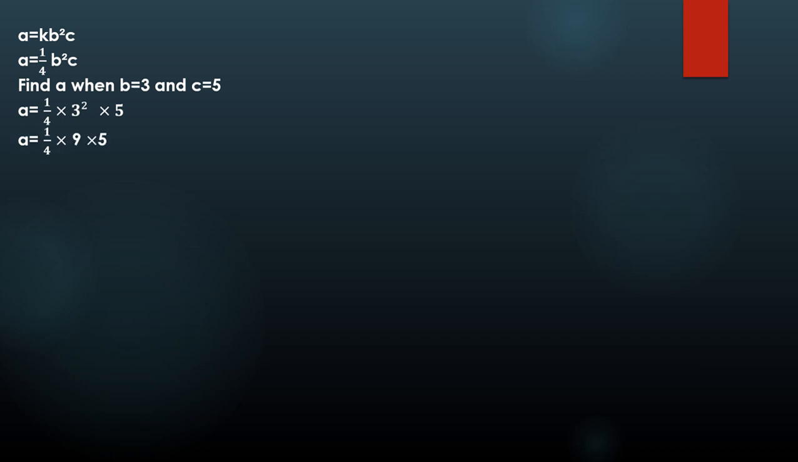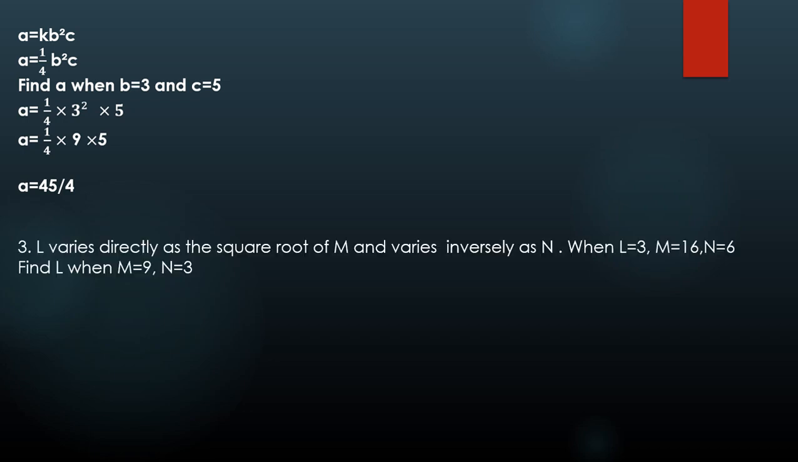So I'll continue from my formula: A equals K B squared C. I know what my K is already. My K is 1 over 4. So A equals 1 over 4 B squared C. Find A when B equals 3 and C equals 5. So let me put it in. That will be A equals 1 over 4 times 3 squared times 5. 3 squared is 9, as in 3 times 3. So A equals 1 over 4 times 9 times 5. So 1 times 9 times 5 gives me 45. So A becomes 45 over 4. As easy as that. We are done with this as well.